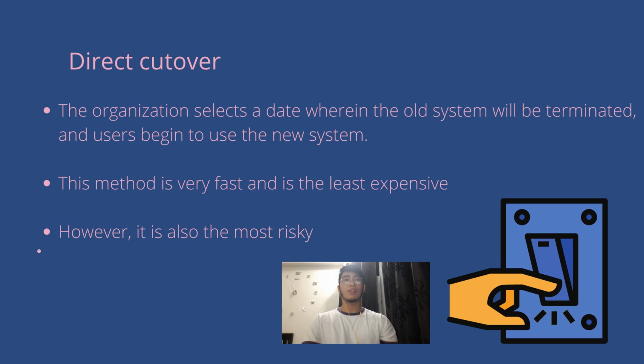The advantages for the direct cutover method are that the switch from the old system to the new system is fast and it is the least expensive because support is provided only for the new system. However, this implementation method also carries the most risk, since if the new system has any operational problems or if users are not properly prepared to adapt to the new system, it could be bad for the organization.